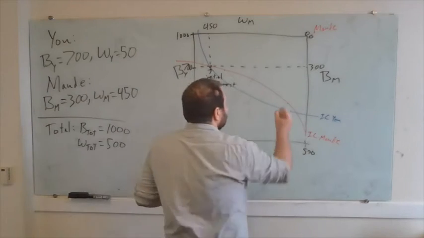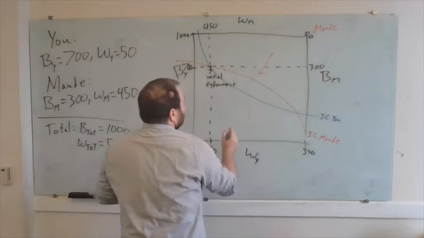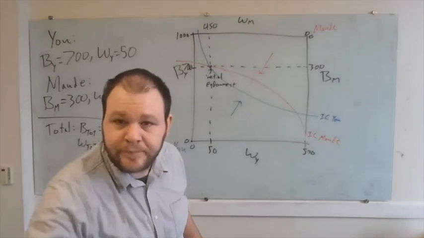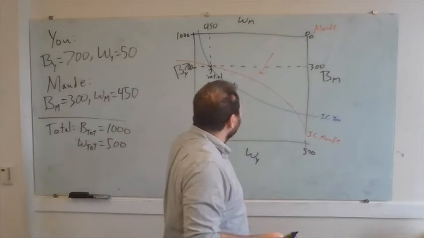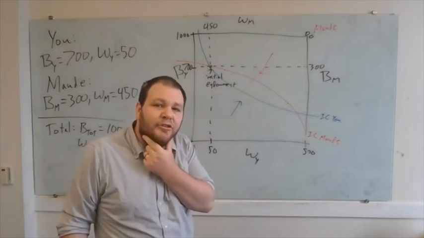So this is Maud's indifference curve. Her preferences are going this way. She's happier in this direction. Your preferences are going this way. You're happier in that direction. Cool. So if we look at this graph of everything better for you than the initial endowment, everything better for Maud than the initial endowment.